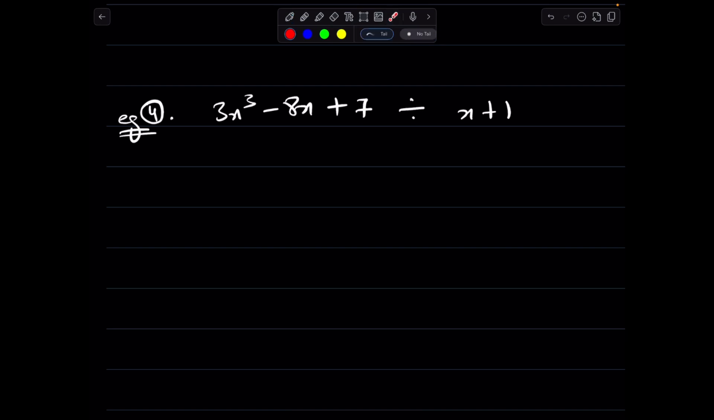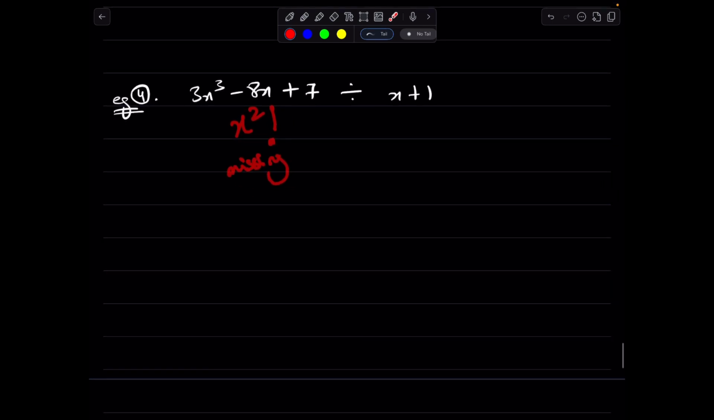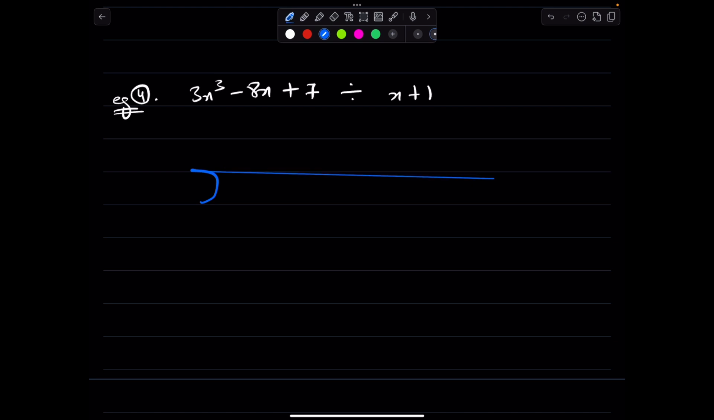So in this case, notice the fact that there is no term with x square. x square is missing. Thus, we'll do almost the same thing, but we'll write 0x square. An x square term is missing here, so we write plus 0x square. Since the x square term is missing, I repeat, we'll have to write it as 0x square. And we have minus 8x and a plus 7.